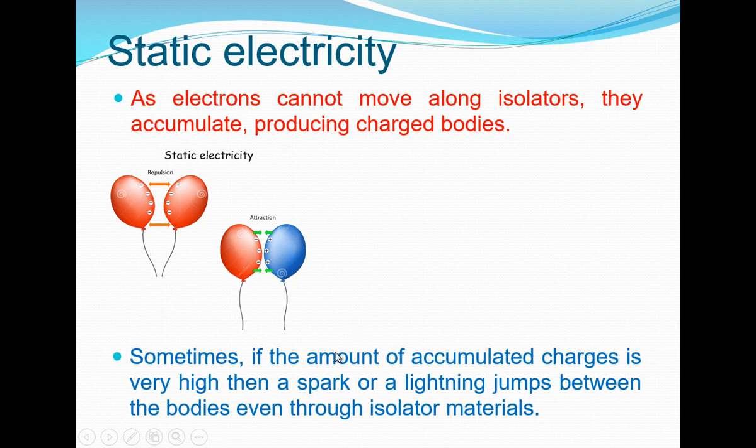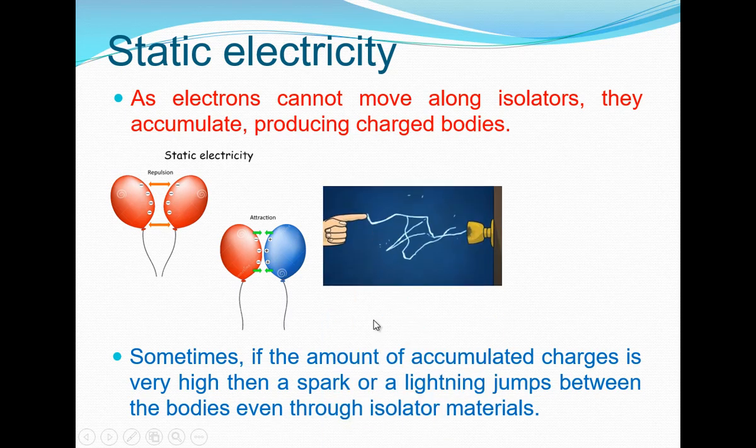Sometimes, if the amount of accumulated charges is very high, then a spark or lightning jumps between the bodies, even through isolator materials. For example, sometimes we see that when we touch or we get close to some metallic material, there is a spark. That's because the charges that we have accumulated or the metal has accumulated try to jump through the air, which is isolator.